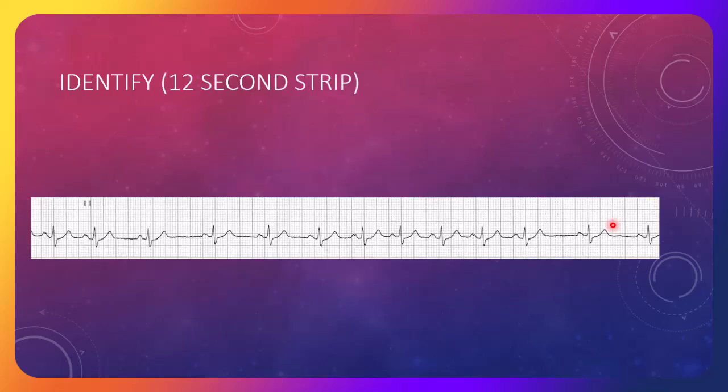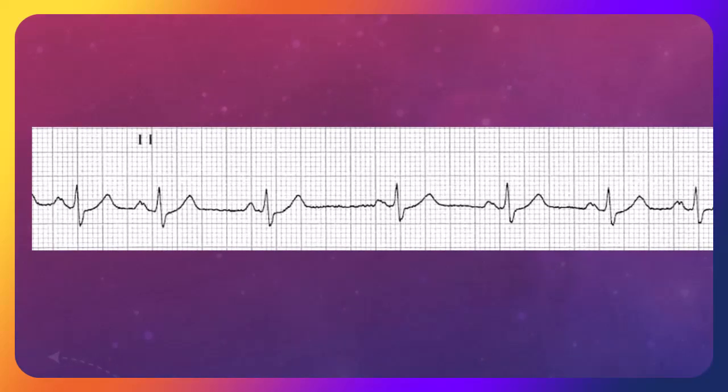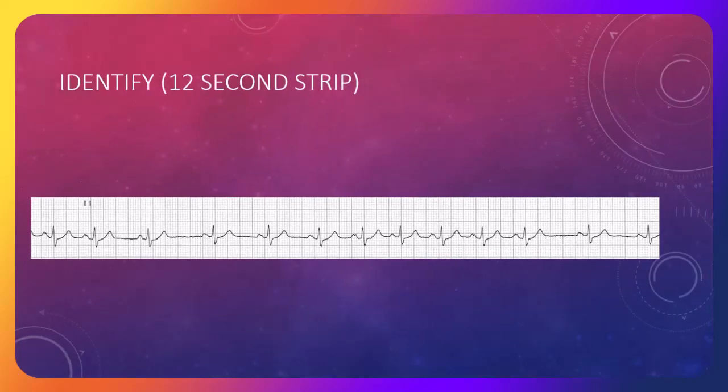What's that rhythm? Not sinus rhythm. Is this rhythm regular? No. Let's look at it. What do you notice about that rhythm? The R keeps elongating. It keeps getting longer. The R to R keeps elongating and getting longer and longer and longer.